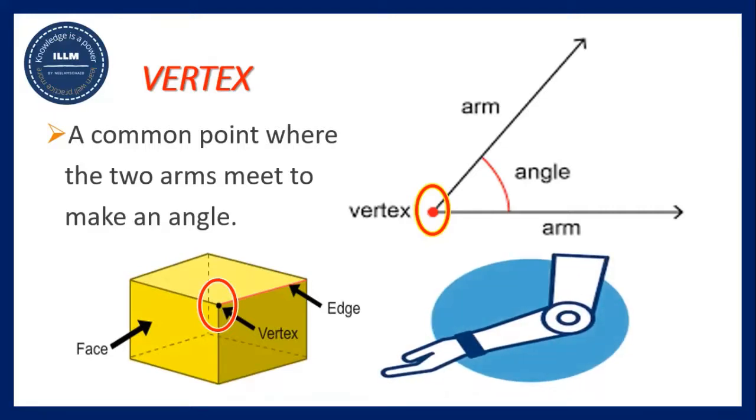In the next example, you can see this elbow, which is a joining point of the upper and lower part of an arm. This common point is called a vertex, which helps us to bend our arm inward and outward.